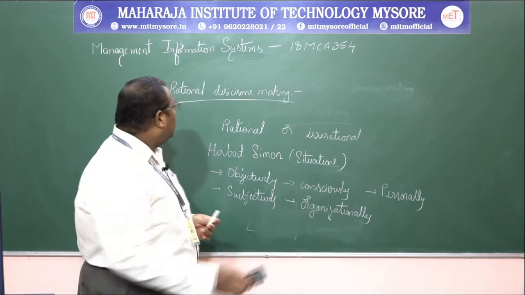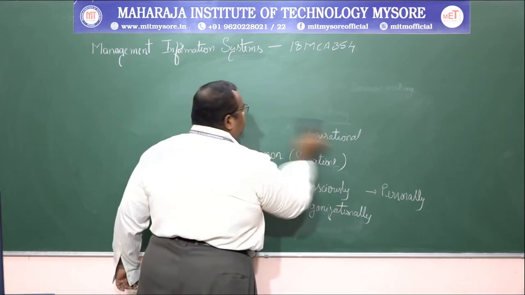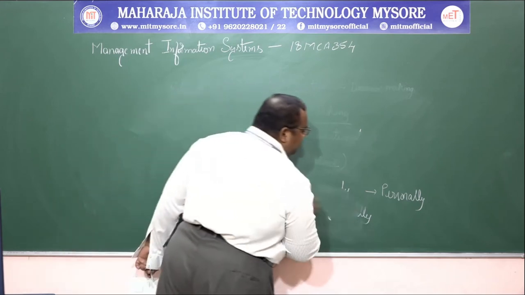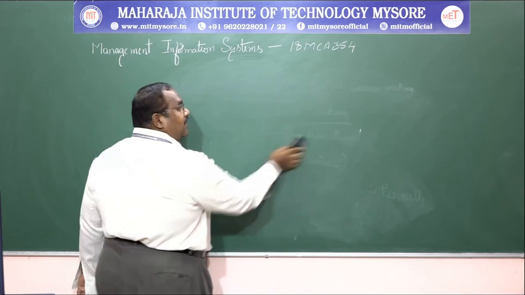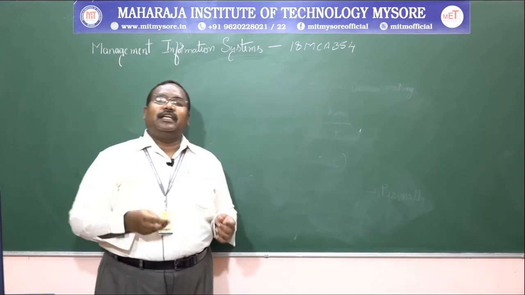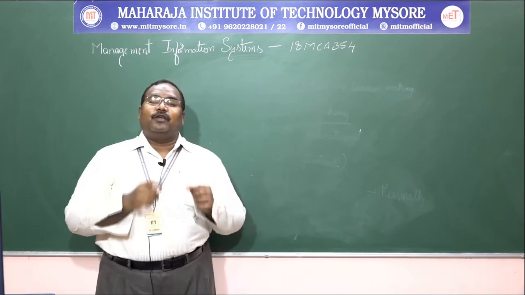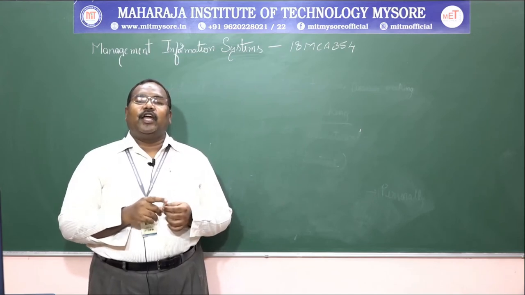Next one, what are the problems? We saw what a rational decision is, how rational decisions are made, and what the different types of rational decisions are with respect to different situations. Telling someone to make a decision rationally is very easy, okay? But if you give a choice to make a decision, it is very difficult, okay? You should be very honest.